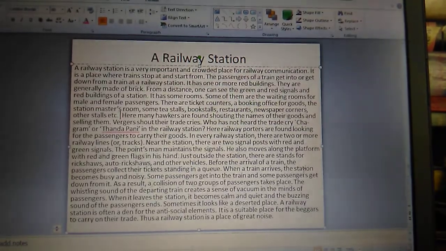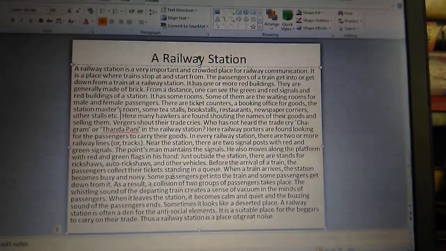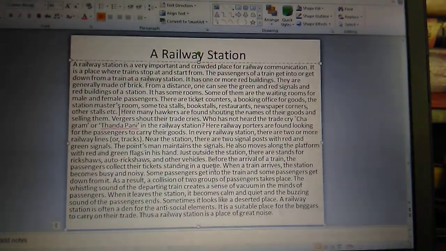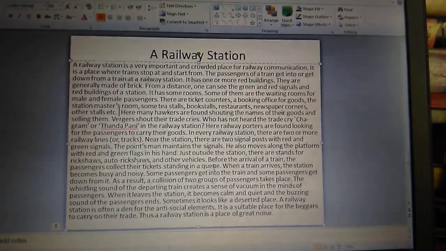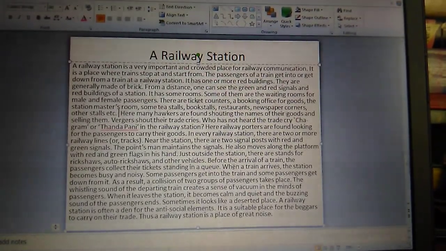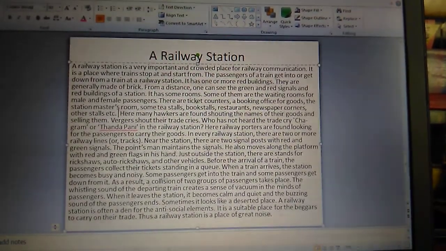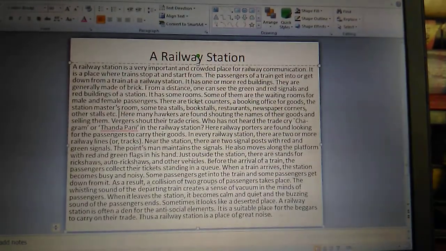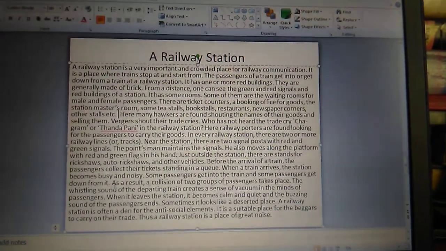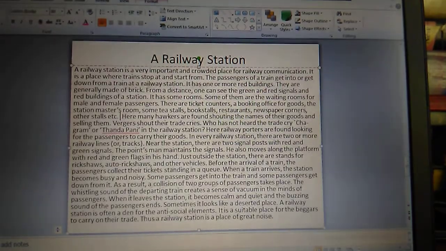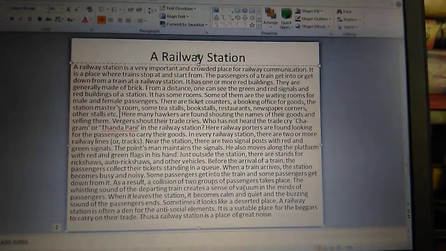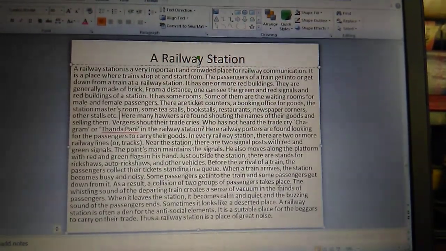Before the arrival of a train, the passengers collect their tickets standing in a queue. You have to stand in a line to collect the ticket. When the train arrives, the station becomes busy and noisy. Some passengers get into the train and some get down from it. As a result, a collision of two groups of passengers takes place. Sometimes there is a collision.